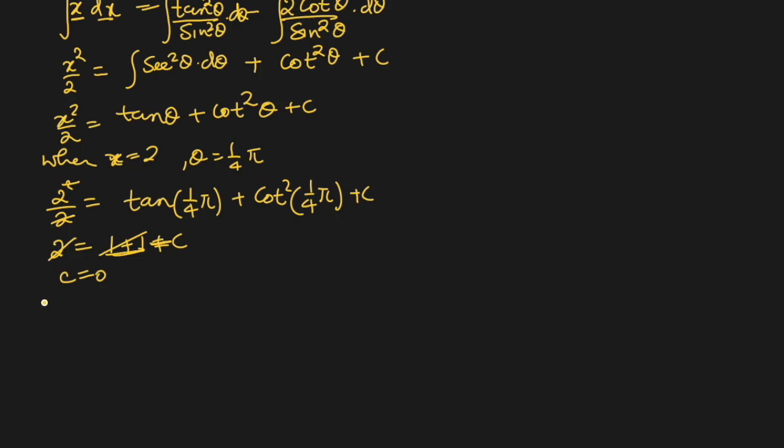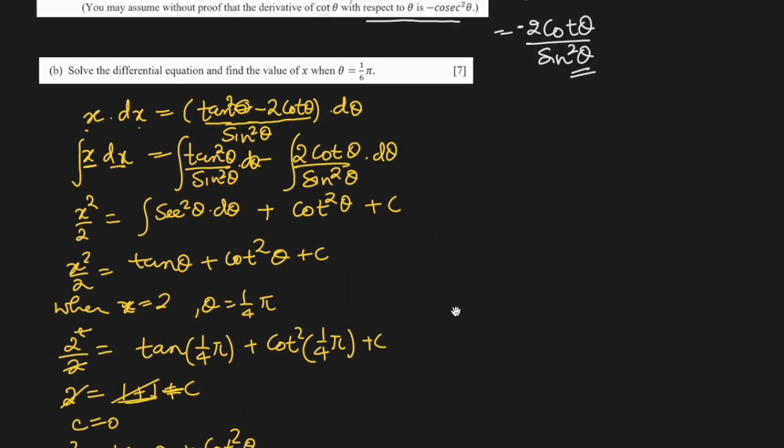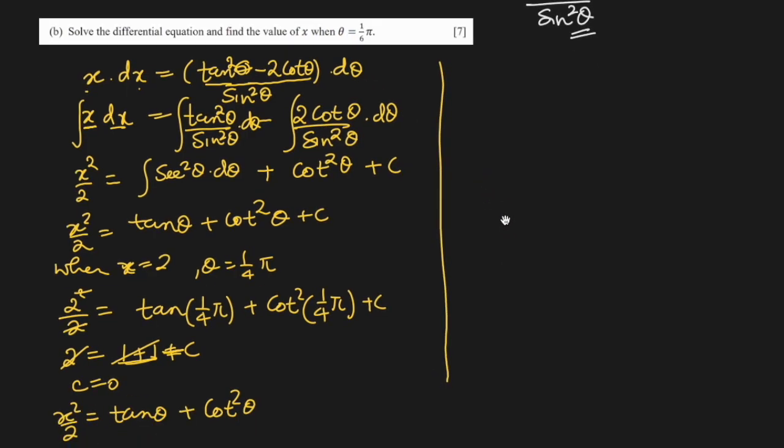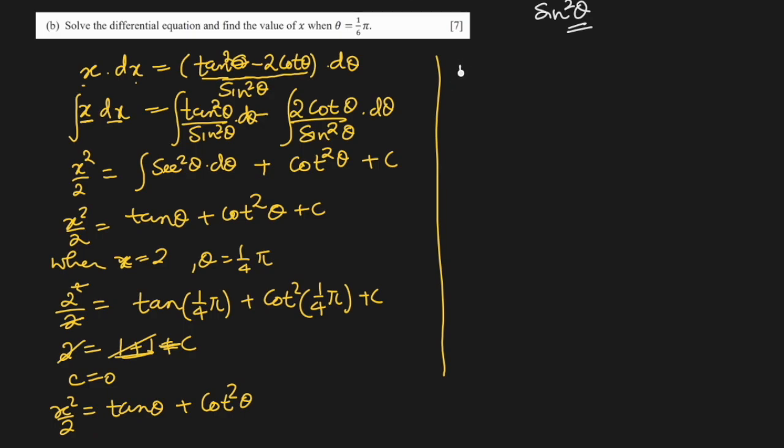So our differential equation is solved as x square over 2 equal to tan theta plus cot square theta. That's it, no c anymore. Now the question was something else. Question was find x when theta is 1 over 6 pi, and that's what we're going to do now. So when theta is 1 over 6 pi, x square over 2 equal to tan 1 over 6 pi plus cot square 1 over 6 pi.